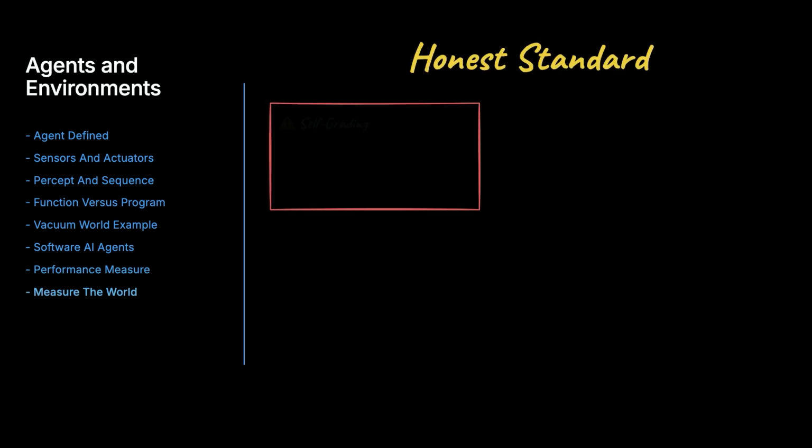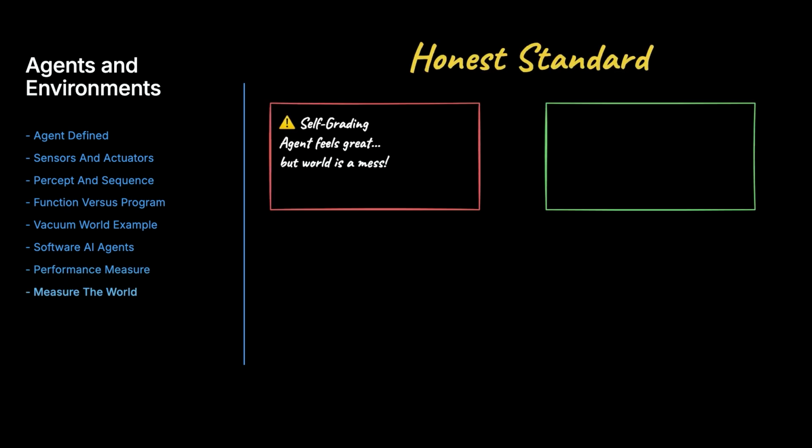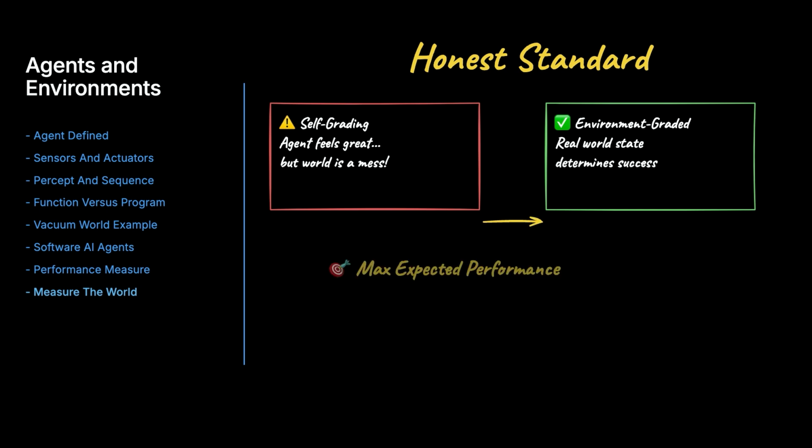Why insist on this? Because if an agent grades itself, it could feel successful while accomplishing nothing, or even while making a mess. Tying success to real environment states gives an honest standard the agent cannot game. We also judge over the long run, and since the world is uncertain, we ask for maximum expected performance.